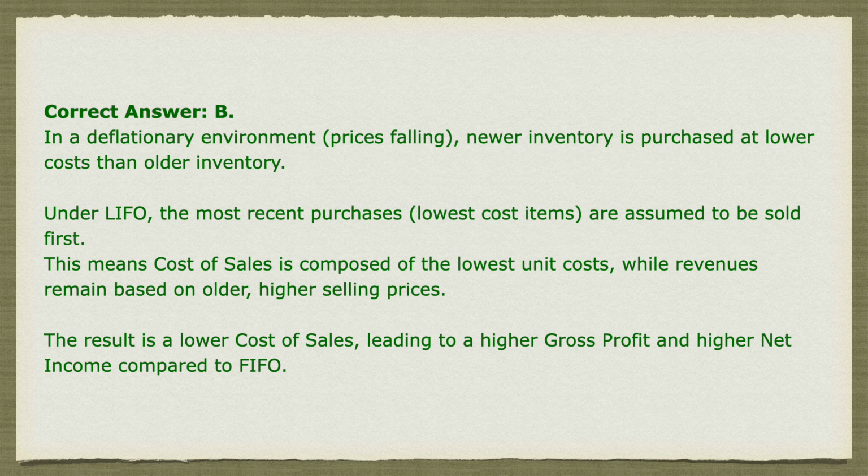Correct answer, B. In a deflationary environment, prices falling, newer inventory is purchased at lower costs than older inventory. Under LIFO, the most recent purchases, lowest cost items, are assumed to be sold first. This means cost of sales is composed of the lowest unit costs, while revenues remain based on older, higher selling prices. The result is a lower cost of sales, leading to a higher gross profit and higher net income compared to FIFO.